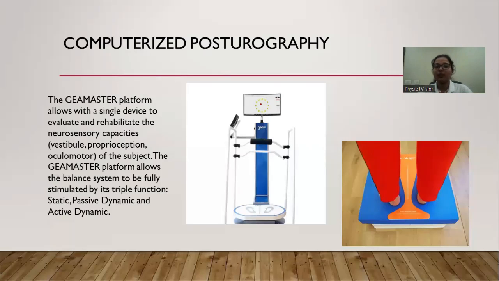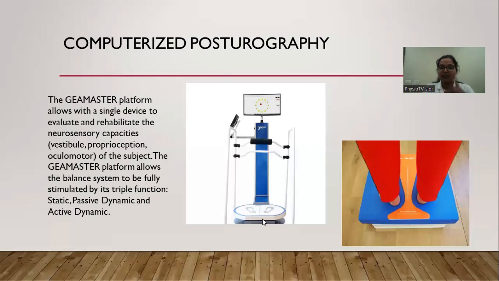Now, this is one of the equipment which allows the balance system to be fully stimulated by the triple function. So the platform I mentioned earlier is static, passive dynamic, and active dynamic. Static means the person is stationary; there is no shift of any movement by the platform. In passive dynamic, there is a dynamic movement by the equipment or the machine. And thirdly, we have active dynamic, which means the machine is going to move wherever the person is going. So there is active movement by the person, and the equipment is also moving. So the platform plays a vital role not only in the static component but also in the dynamic components of balance.